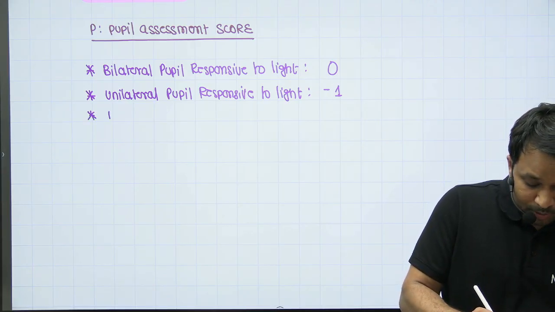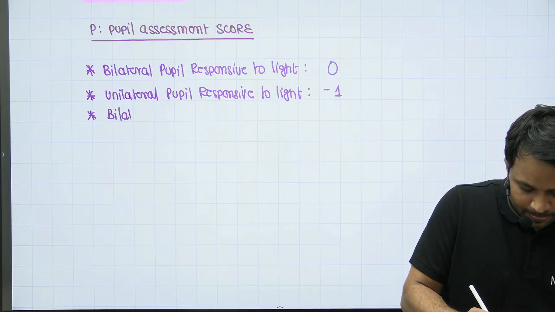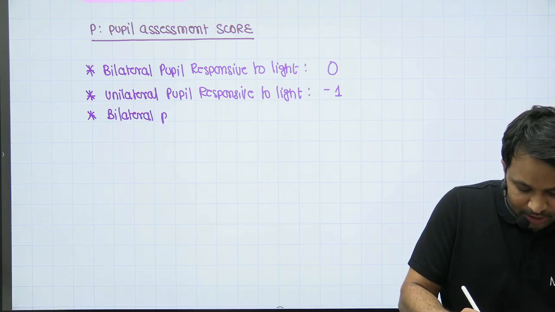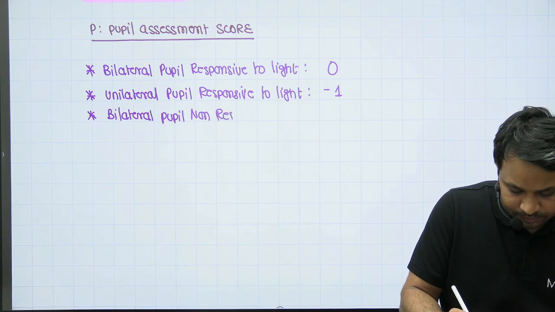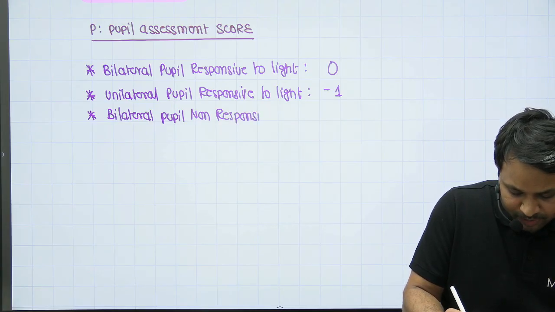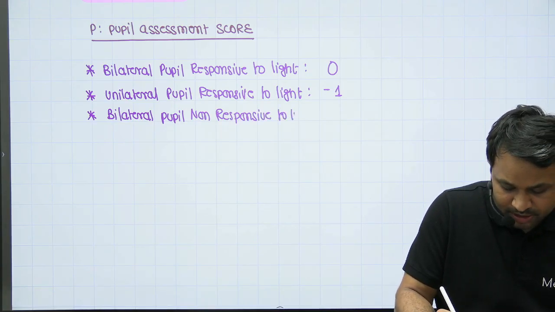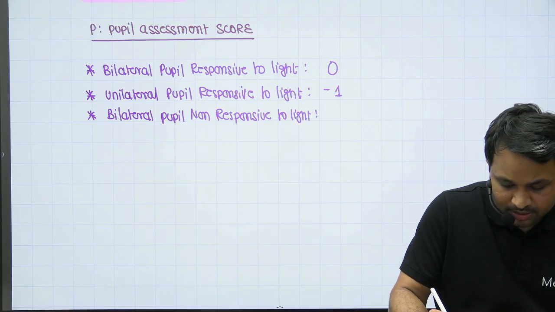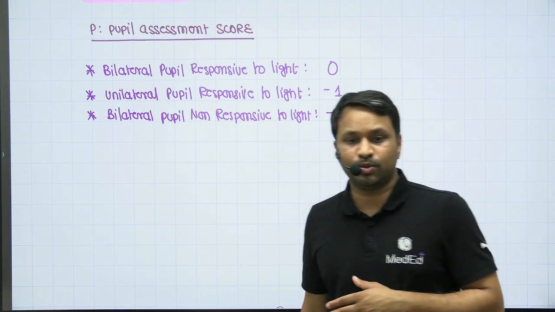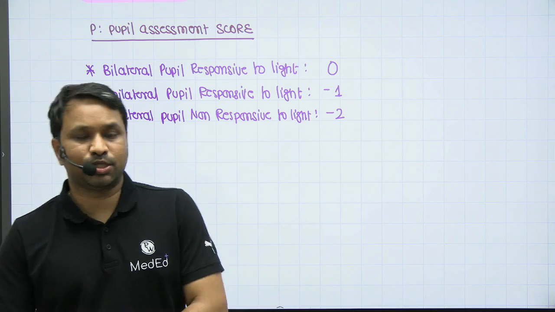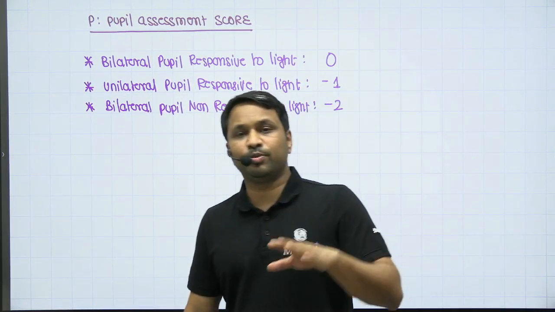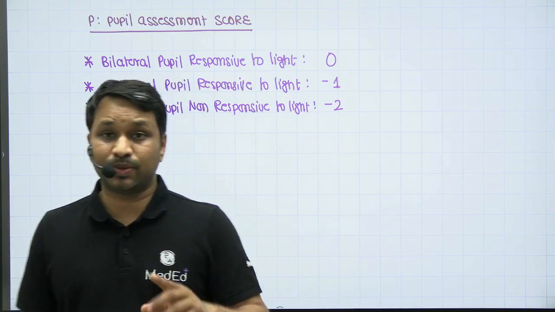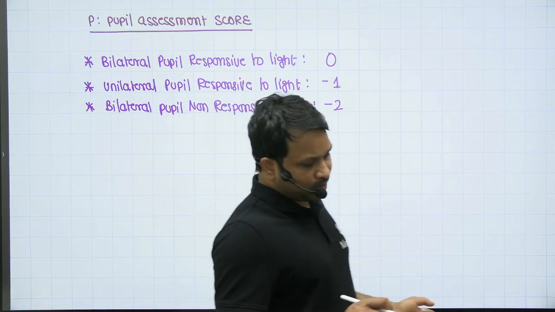If bilateral pupils are non-responsive to light, a score of -2 is there, right? So if both the pupils are responsive to light, a score of 0. If any one pupil is responding and the other is not responding, -1. If both the pupils are not responding, it is going to be -2.